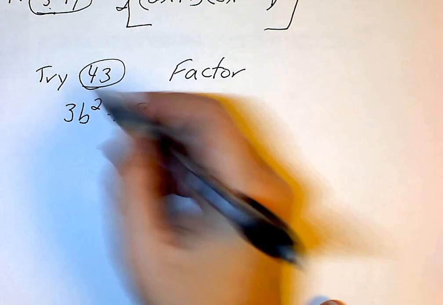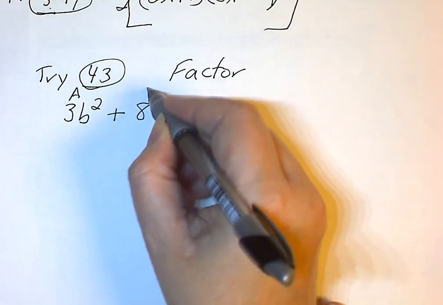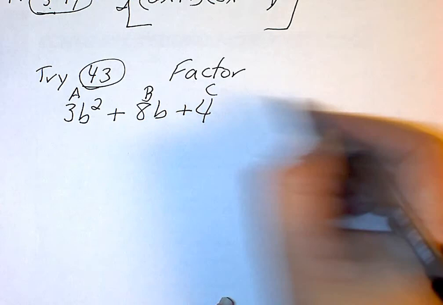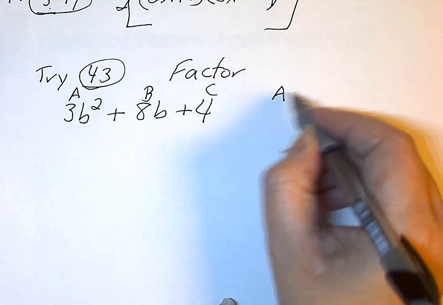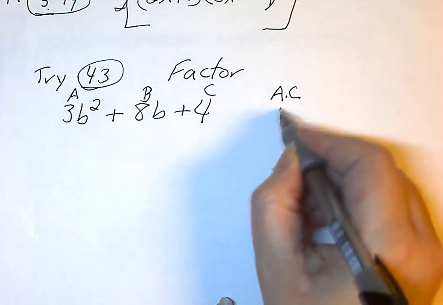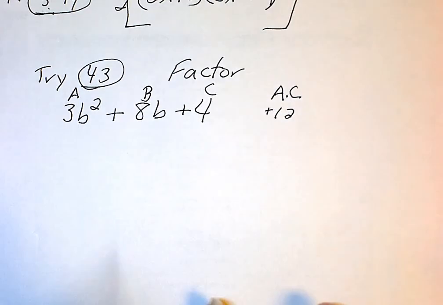So my next step is to go A, B, C, and we want to multiply A and C. So A and C is a positive 12. All right. So Josh, what's my next step?